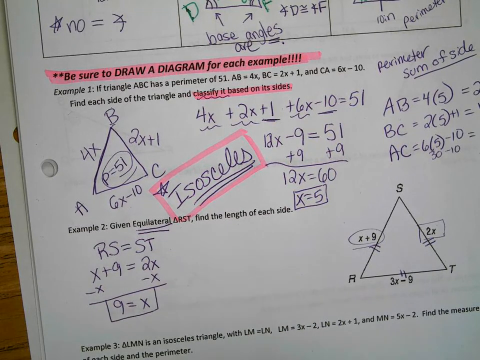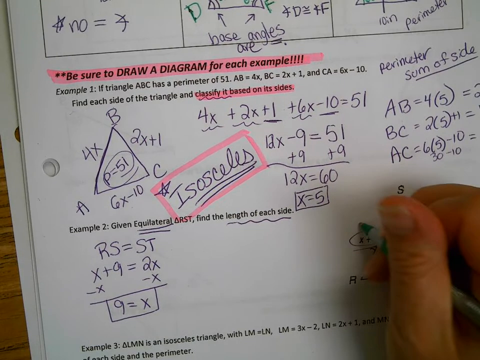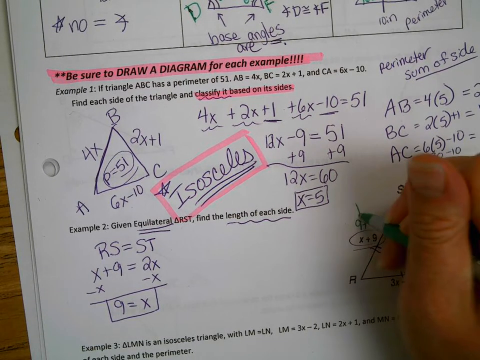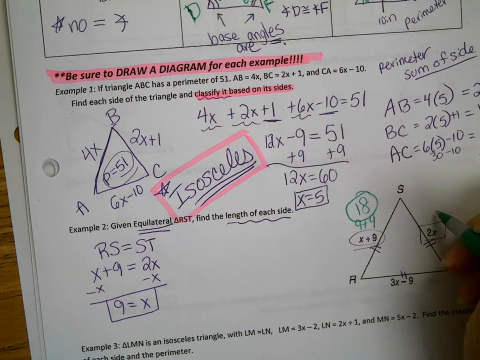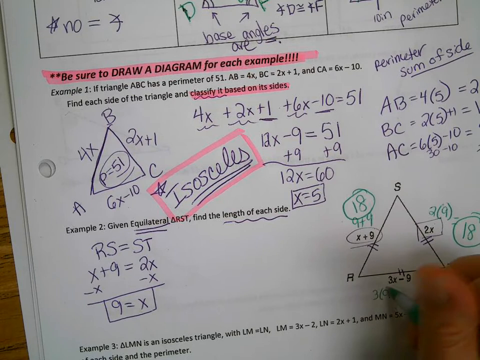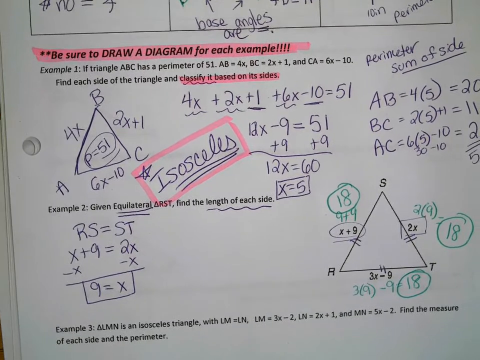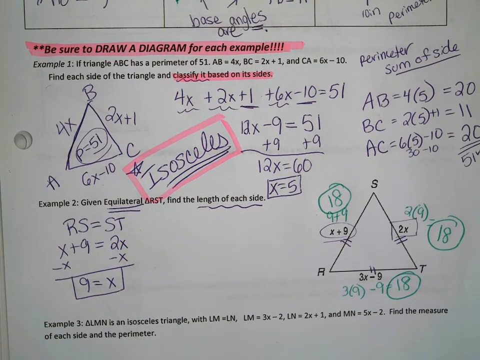Okay. Now find the length of each side. We can sub that back in. Well, 9 plus 9 gives us, this side is 18. 2 times 9 gives us 18. And 3 times 9 is 27 minus 9 is 18. So to check that all three sides, sorry, I'm kind of scooching my paper back and forth as I'm writing on it, are the same.